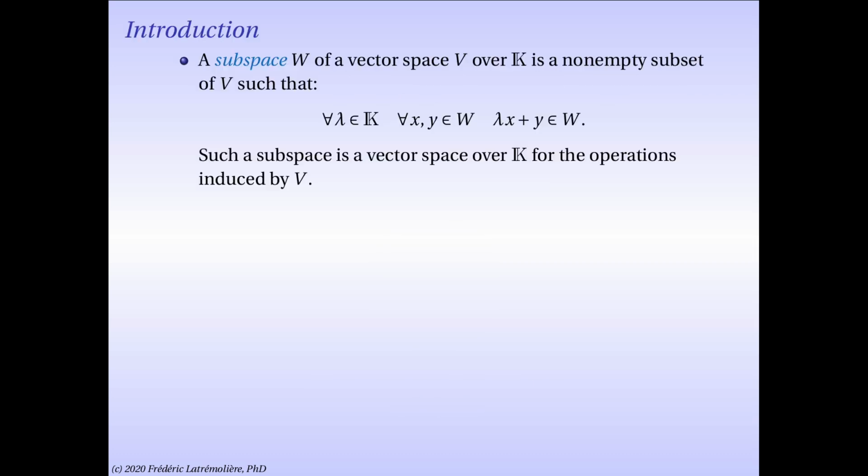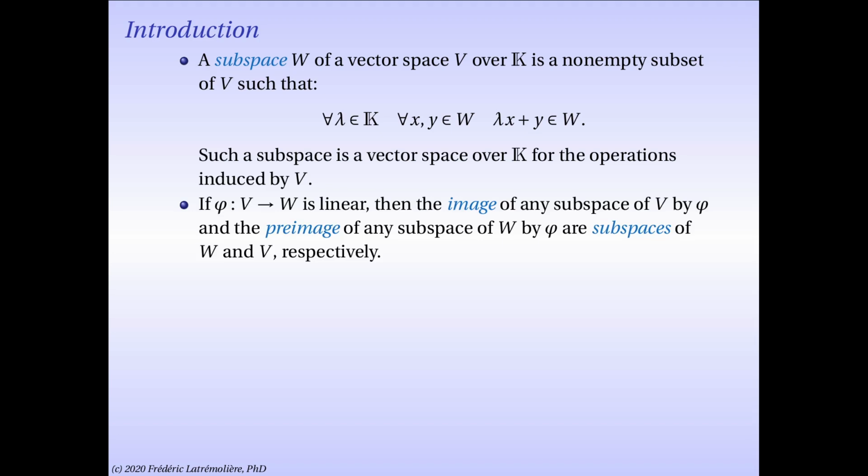A subspace W of a vector space V over a field K is a non-empty subset of V such that for any scalar lambda and for any two vectors x and y in W, lambda x plus y is again in W. Such a subspace is a vector space over K in its own right for the operations induced by V.